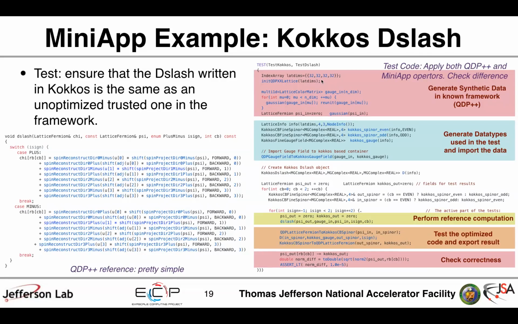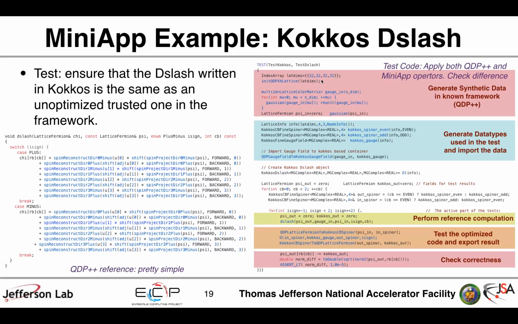If you're not an expert at QCD or you don't know anything about QCD, it doesn't matter. The purpose is just to see what each bit does. Once I've generated my data types in my tests and imported the data from my reference, I can carry out the reference computation, which is the two lines in yellow, and then I can test the optimized representation, that's the three lines in orange, and at the end of it, I just export the result out. Finally, I can check correctness to some required level of precision and have an assertion.